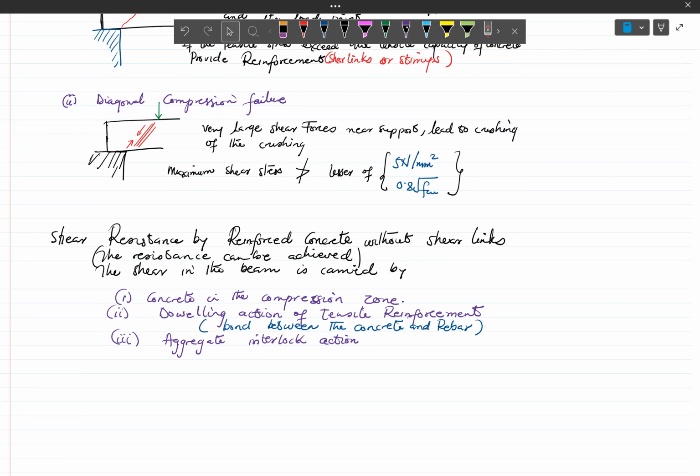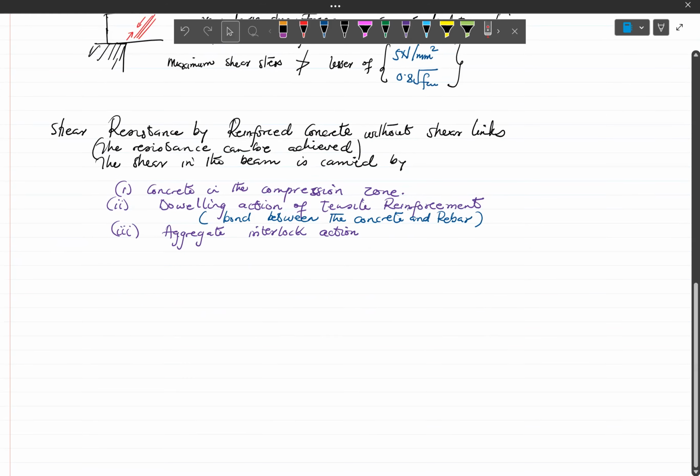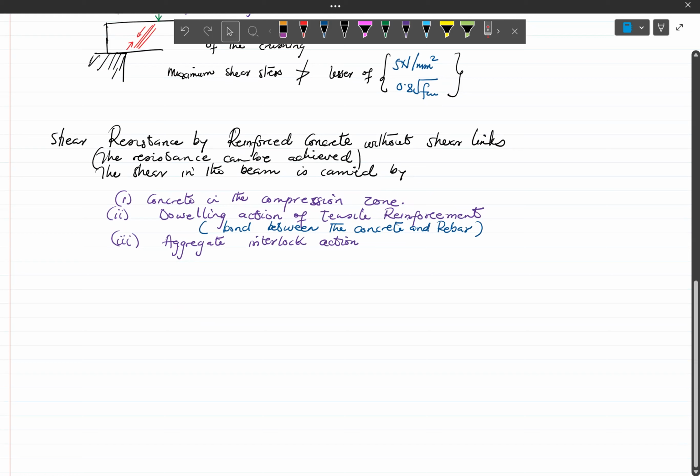All right. So after all of these, the concrete in compression, the bond between concrete and rebar, and also the aggregate interlock, if all of these are still not adequate to carry the shear stresses coming onto the beam in this case, then we need to provide the shear links. All right. So let's understand the shear links, right? Let's understand how we come about them, and also look at some equations that can be used to calculate the area of shear reinforcement that we need, and also the spacing of the shear links that we need.